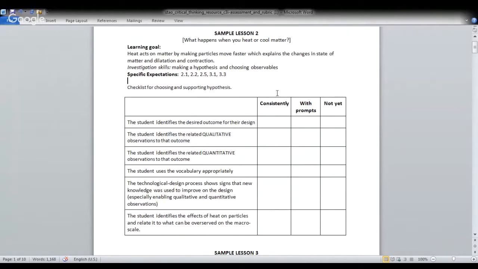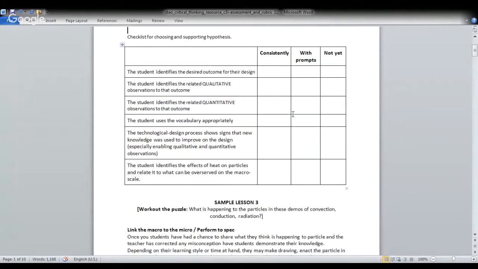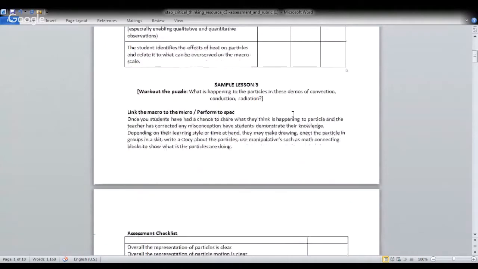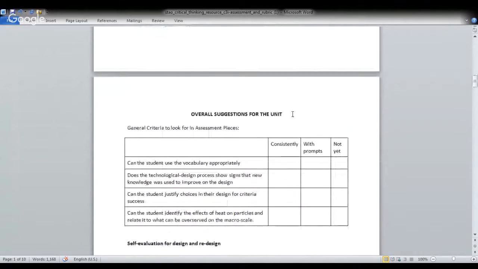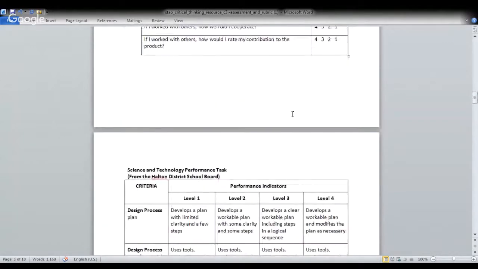The second document has assessment checklists and rubrics that you could use for the various samples. And these you could go through with your students, use for yourself. But what I would like to show you is at the end of the document, I have some pictures of students with their work.